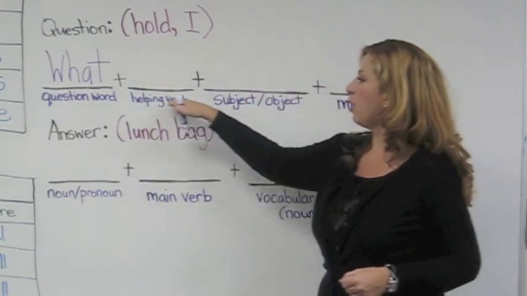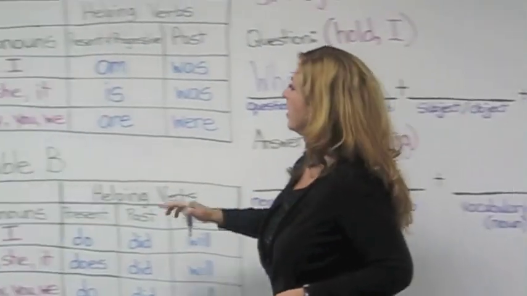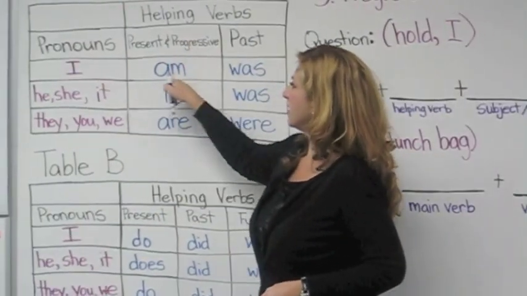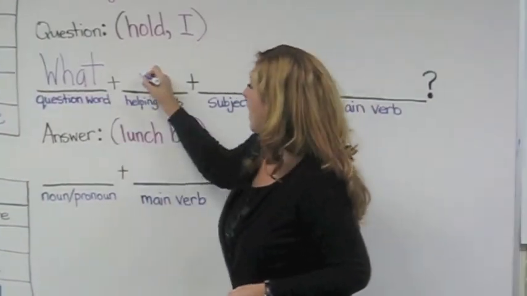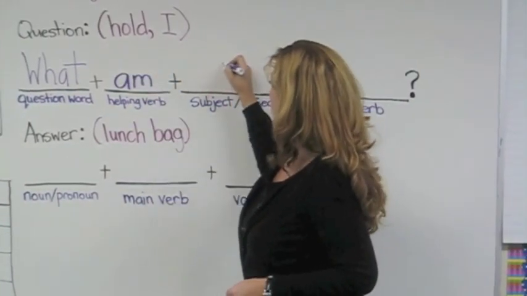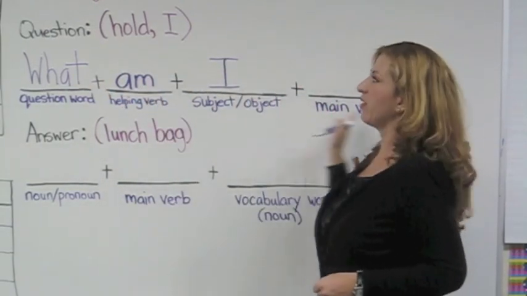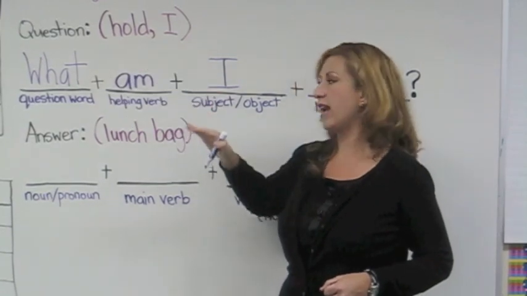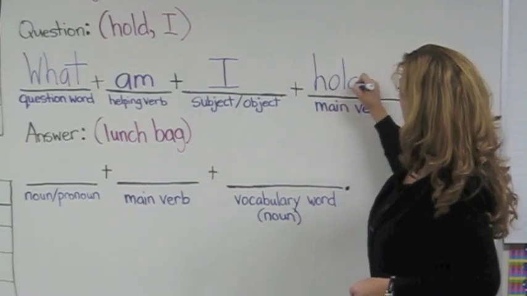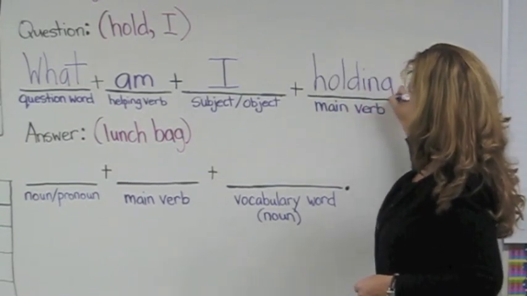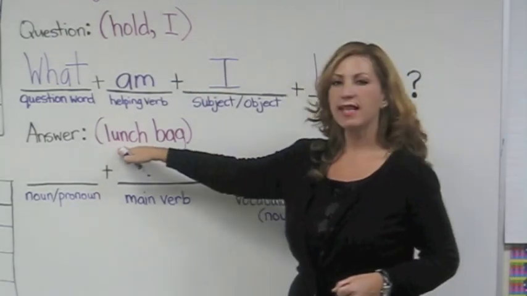What? Our helping verb, again, is going to be according to I in the progressive. So here's I, and here's the progressive, so I am is going to be our helping word. What am, our subject is I. What am I, and the main verb is to hold, so we have to conjugate. What am I holding? What am I holding? And my answer is lunch bag.